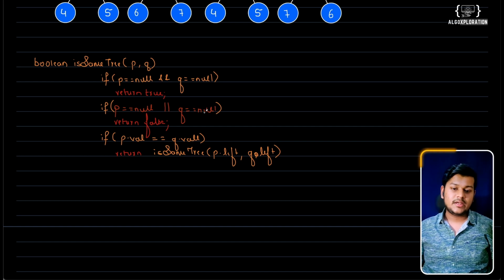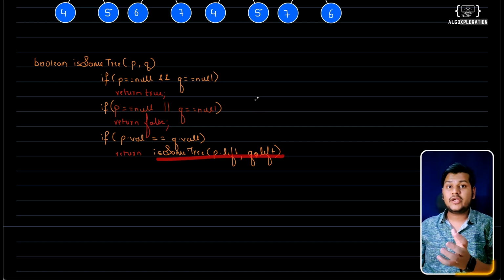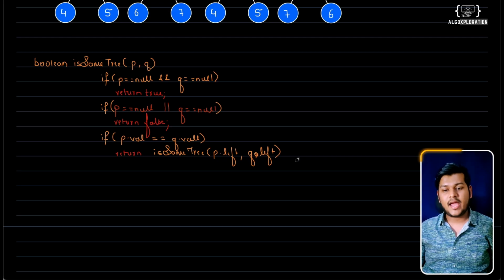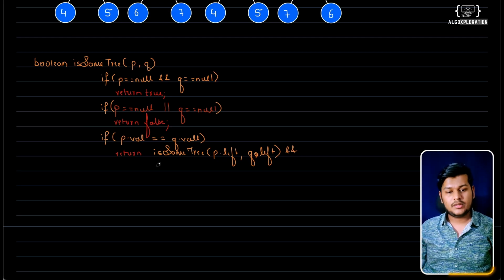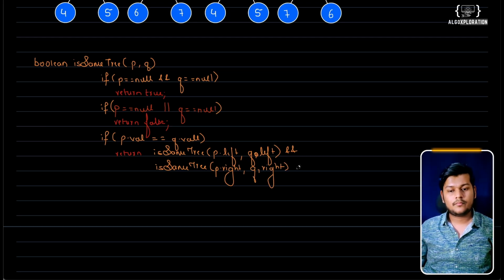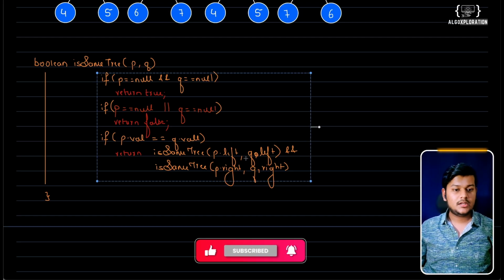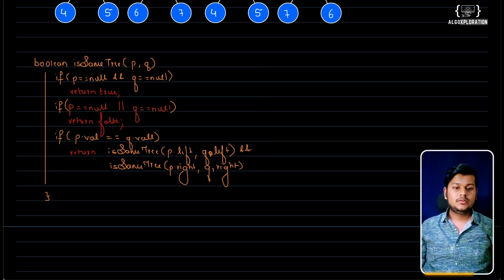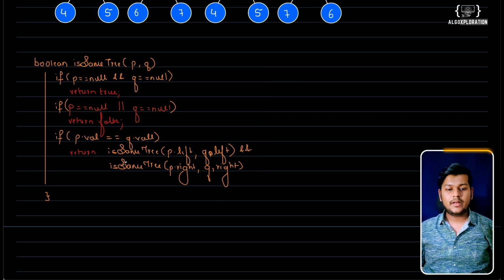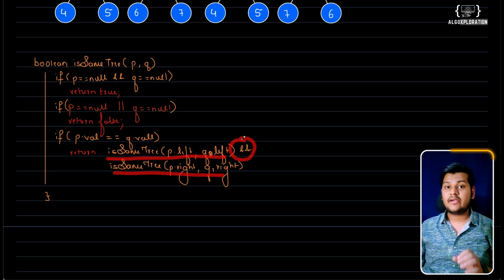Now see, if this is giving me true, I need to check for the right hand side as well. So I will be having AND over here. isSameTree, P dot right, comma, Q dot right. That's it, and we are done. I believe you got it. So to say that it is identical, from left also it should be getting true and from right also it should be getting true. That's the reason I have written AND over here.